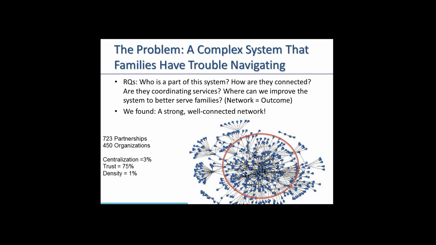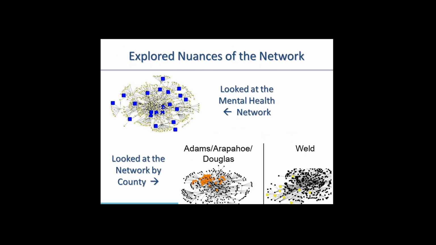What we found was this strong, well-connected network. You can see a picture of it here. As expected, there's a core group of agencies that work well together. There are lots of partnerships that were described. And at the end of the day, we were able to look at some really interesting things. For example, we looked at the mental health network within that system of care. We looked at networks by county to see how different they were at the urban and rural level.